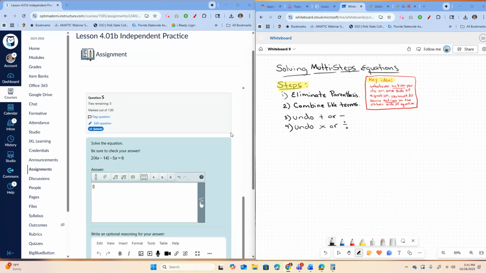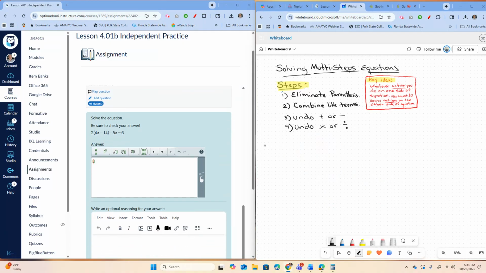All right, here's question number 5. Again, I'm going to do a similar one. So let's say we have something like this: 3 times 5x minus 12. And then outside we have, let me see, 10x. And then equal 9, okay?